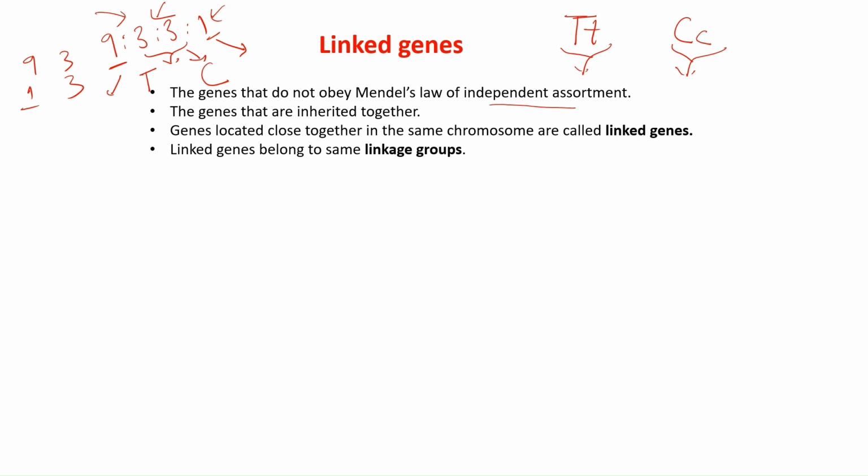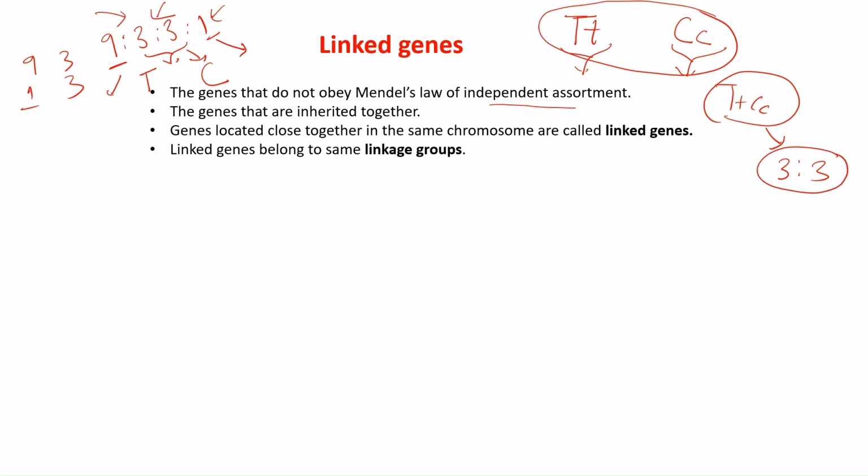Linked genes are the genes that are tightly linked. So suppose these two are linked genes. In that case, these two genes will be so tightly placed that they will not show Mendel's law of independent assortment. That means we won't get this middle 3 is to 3 ratio because they won't recombine. Recombination can only happen when the genes are not linked. If the genes are linked, they cannot recombine because they are already tightly linked. So this middle 3 is to 3 ratio we won't get in case of linked genes.